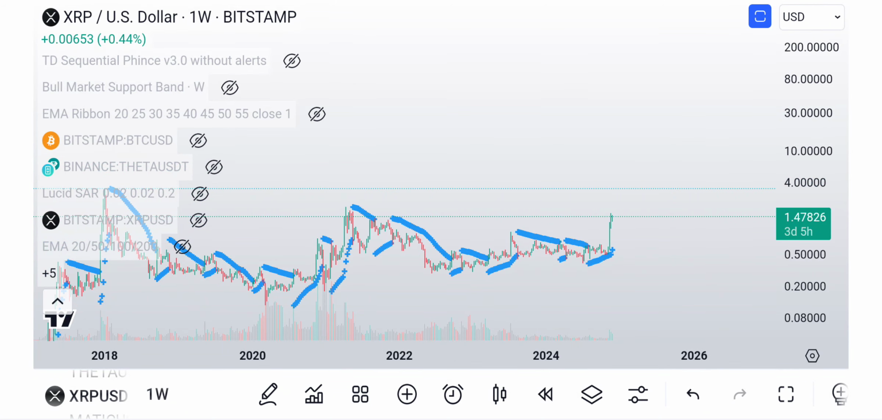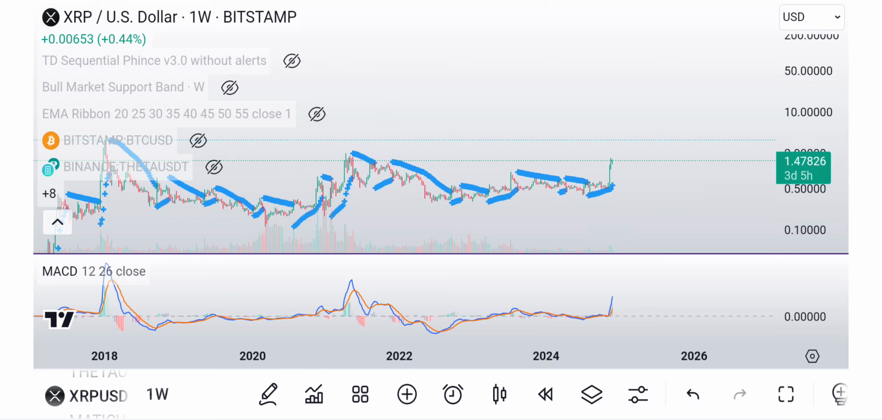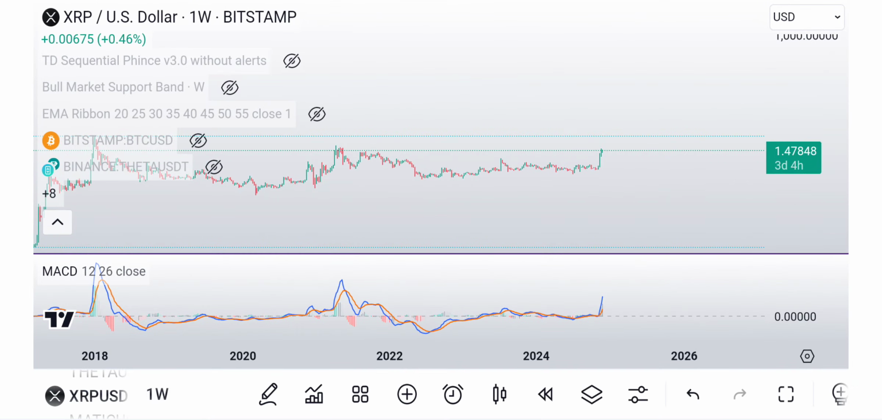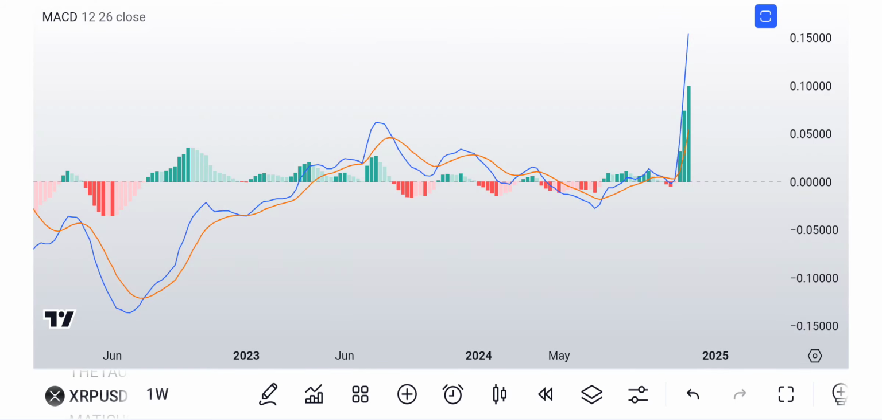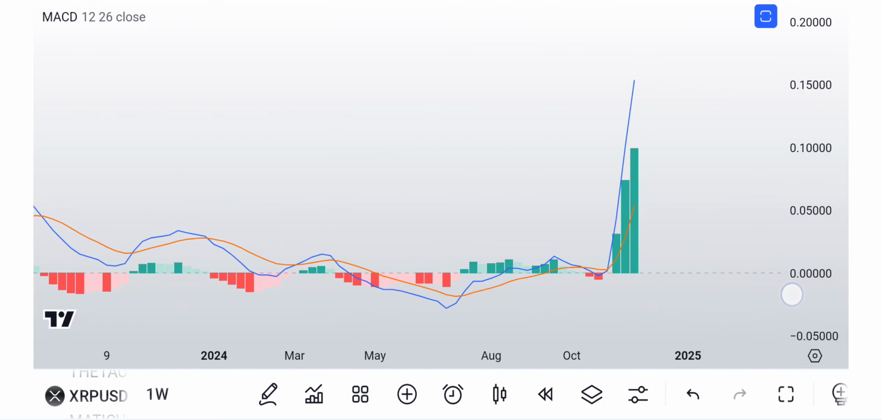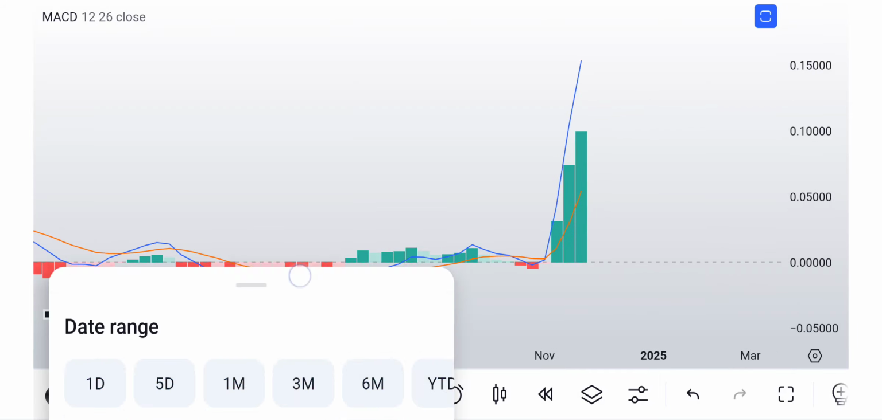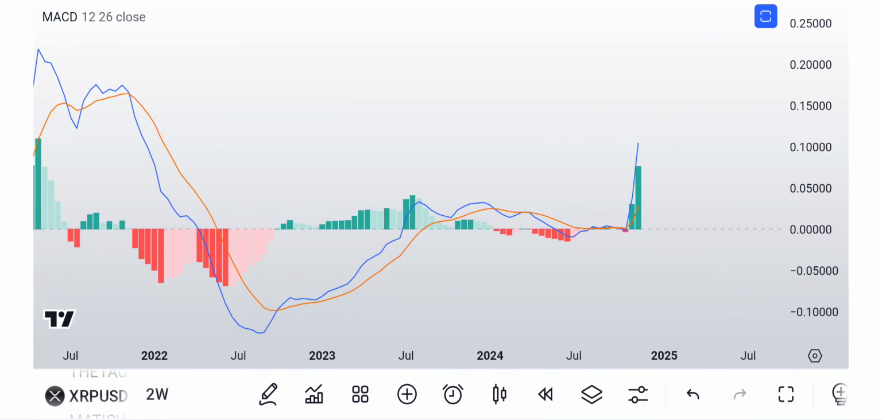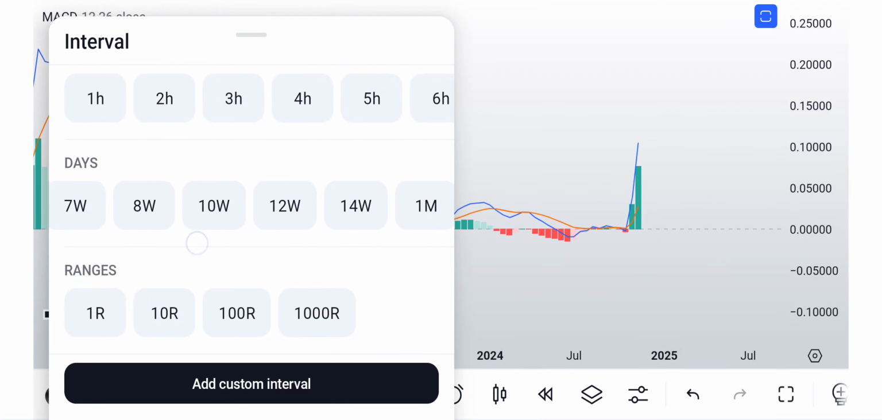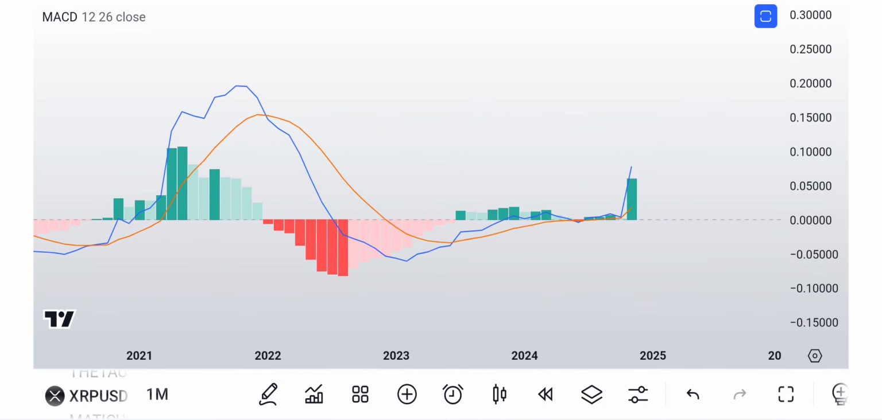So anyway, that's XRP. All right, let's look at the MACD. I forgot to look at it on Theta. Volume, let me take that off, and let me take that off. There we go. So the MACD is amazing. It's everything you wanted it to be. Let's go up to the 2-week chart. It looks great. All right, let's look at the monthly. The monthly looks great too.